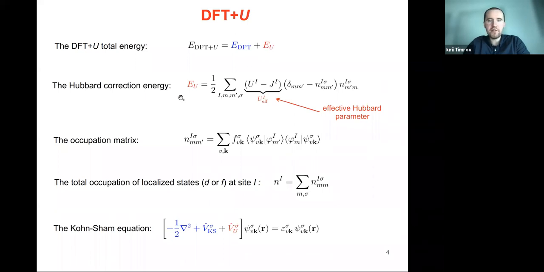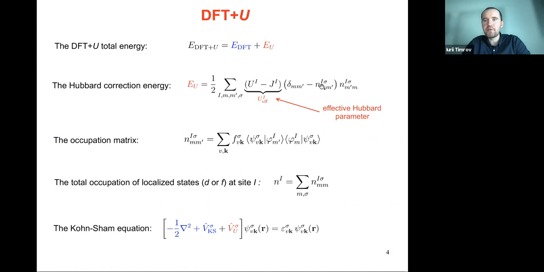And this Hubbard correction energy looks like this, where we have the effective Hubbard U parameter, because this is actually Hubbard U minus Hund's exchange J. So we call it one effective Hubbard U in the simplified rotationally invariant formulation of DFT plus U. We have a Kronecker symbol, delta MM prime, where M and M prime are magnetic quantum numbers. Also, we see here an object N, which depends on indices I, sigma, MM prime.